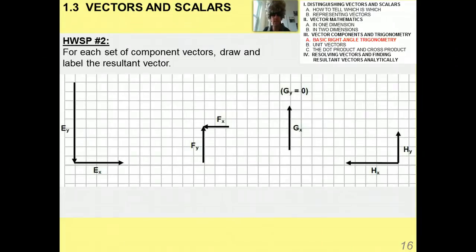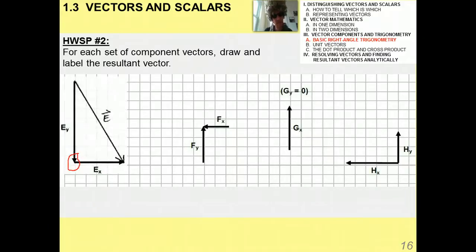Homework study packet number 2. You can pause the video and try to do these. Now I'm giving you component vectors, and I want you to draw and label the resultant vector. The first one's quite easy. I've got them lined up head to tail, ex and ey. Ey is negative, ex is positive. So the resultant vector E is like that. In the case of fx and fy, they're lined up head to head. So you'd use the parallelogram method here. You could also move fx and fy such that you line them up head to tail and use the head to tail method. It's up to you.